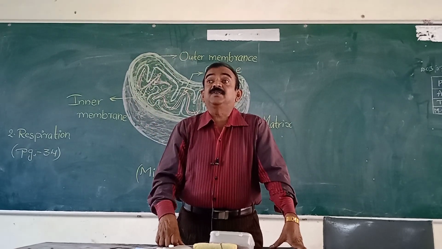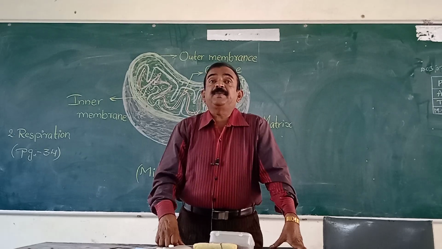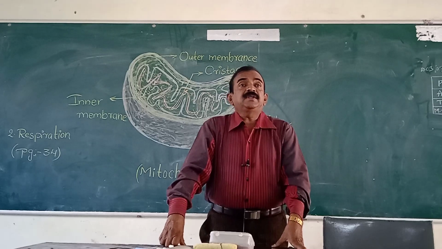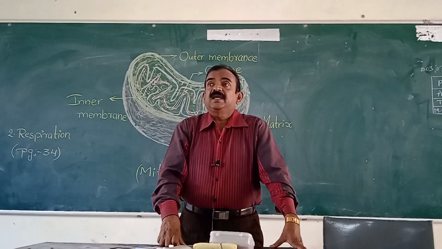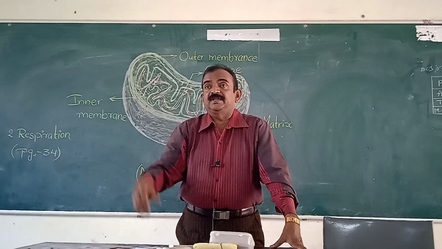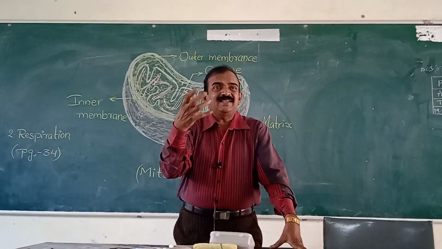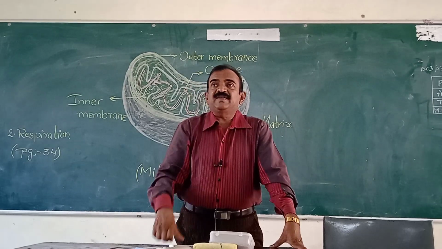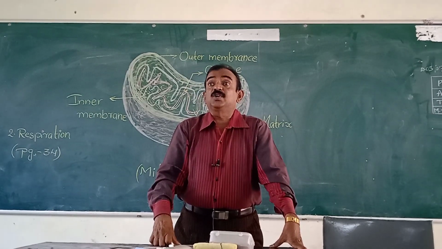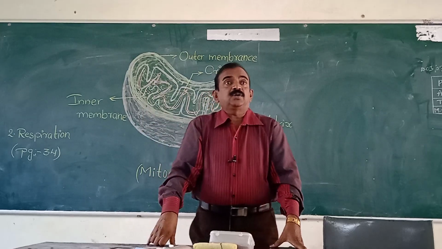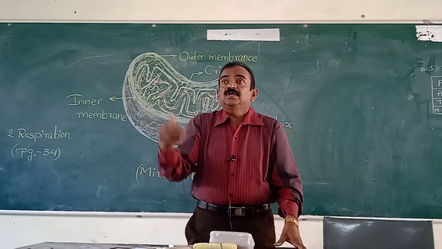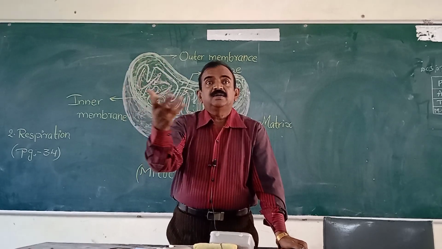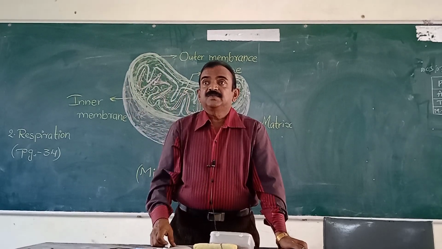ATP, page number 34, there you see. A means adenosine, T means tri, P means phosphate. ATP is nothing but the currency of our body. For example, you are having a 100 rupees note, or 500 rupees note, or 2000 rupees note. So if you use that note for what? To purchase different types of food substances, you can purchase.